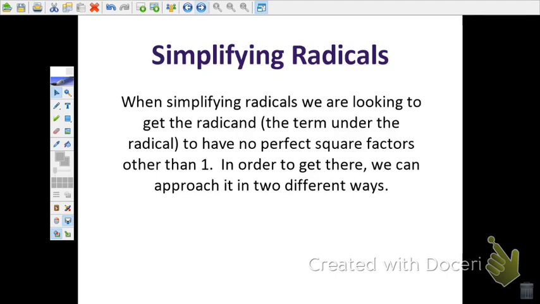There are two different ways that we can simplify radicals. You were shown both of these ways in algebra. I will show both of them again, so you decide what is easiest for you, and it could be that you use both of them depending upon the particular number that we have.